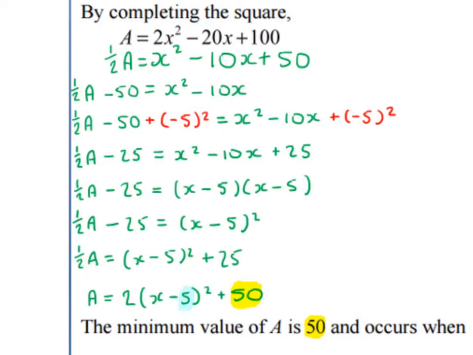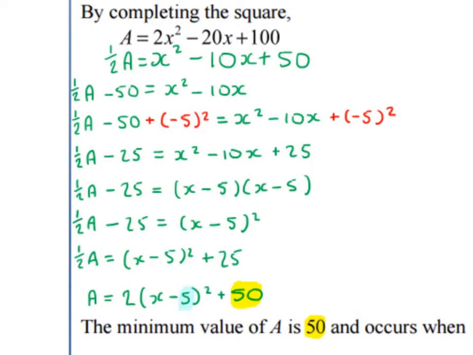So in this particular example, we're keeping the half a on the left and bringing the plus 50 over the equal sign to become minus 50. So that we have the x squared and the minus 10x on the right. So you want to get your x squared and your x together and everything else over the other side.